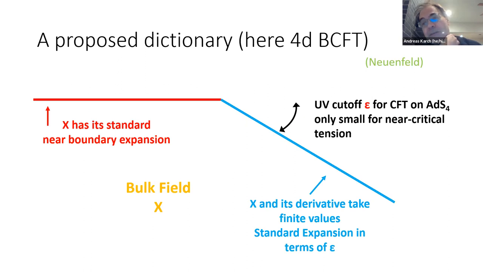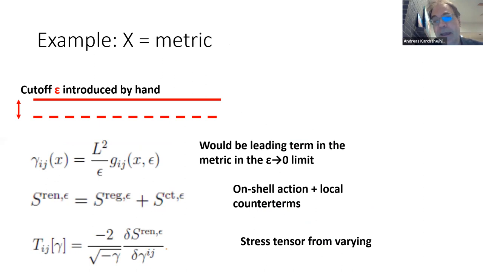Here's one proposed dictionary that Dominic Neuenfeld came up with about 2 years ago, and it goes something like this. If you look at this diagram, the red part where I have just the original boundary of AdS, any bulk field X has its standard near boundary expansion. The brane is basically like a UV cutoff for the CFT. If you have a tension very close to the critical value, so this blue diagonal brane is very near the boundary, then this is a small UV cutoff, small compared to the AdS4 curvature radius on the brane. X and all its derivatives take finite values, but they have the standard expansion in terms of epsilon.